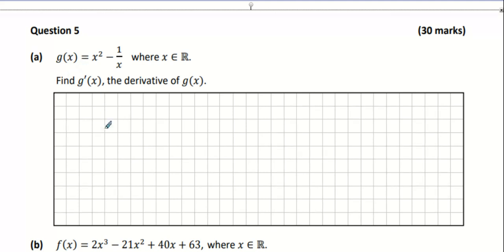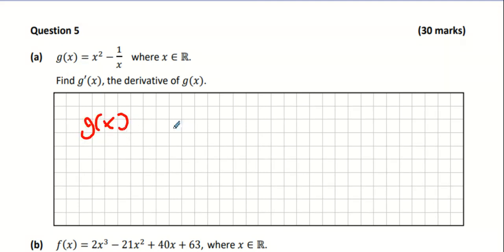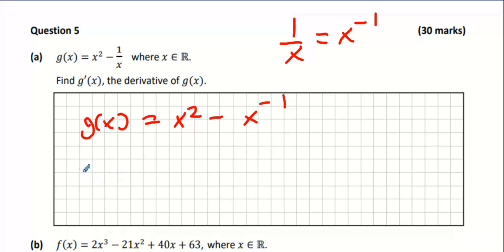Question here. I'm going to say that g of x equals x squared. I'm going to change 1 over x into x to the power minus 1, so it's going to be minus x to the power minus 1. I'm going to do the first derivative. Differentiate, bring the 2 to the front. Take 1 away from the power, 2x to the 1, or simply 2x.